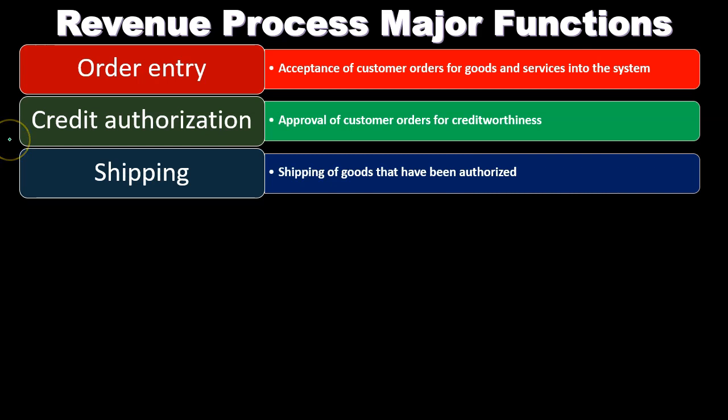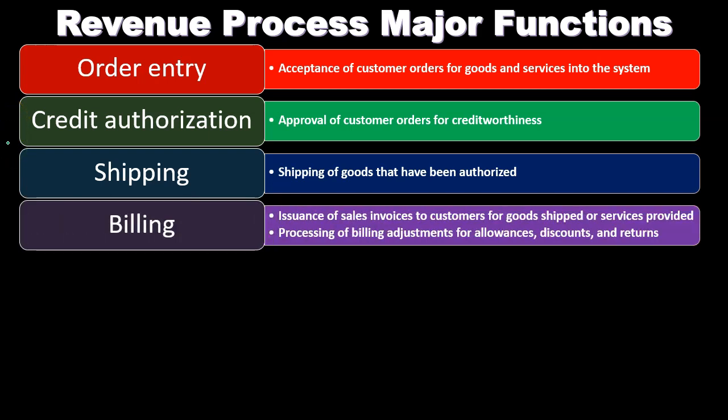Then we have the shipping of goods that have been authorized. So once the goods have been authorized, we'll have the shipping process. Again, this is considering that we're selling goods. We're selling goods that we are then going to be shipping. We are shipping the goods out that have been ordered and where the customers have had credit worthiness for them.